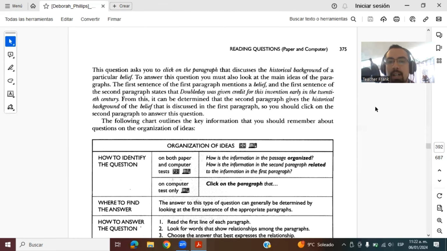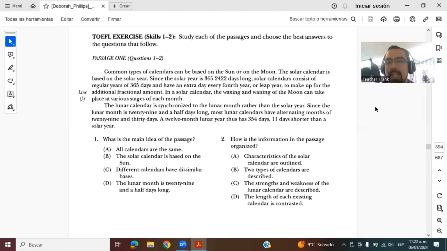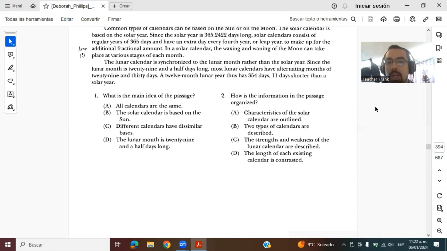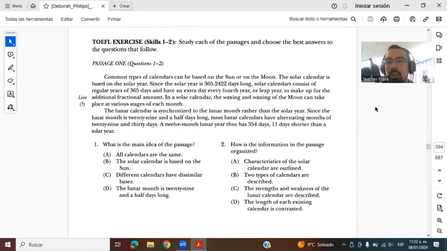So I'm going to leave the exercise right here for passage 1, and I recommend you pause the video, do it, answer number 1 and number 2, and then we'll check it in a moment and then move on to passage 2, okay?